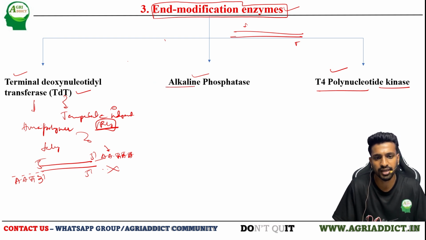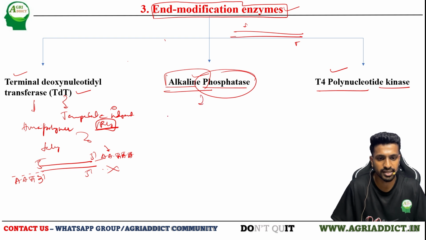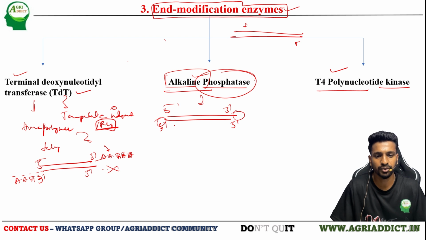Next we have alkaline phosphatase. This enzyme will remove the phosphate group that is present at the ends of the chromosome, like the ends of the DNA sequence. It will remove the phosphate groups from the ends. This is how they modify it.